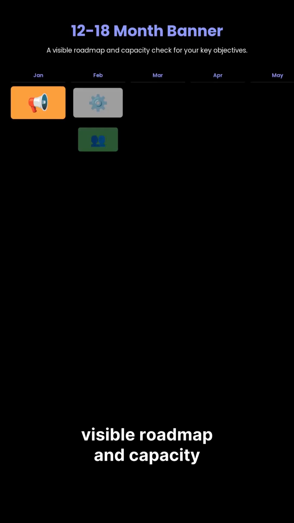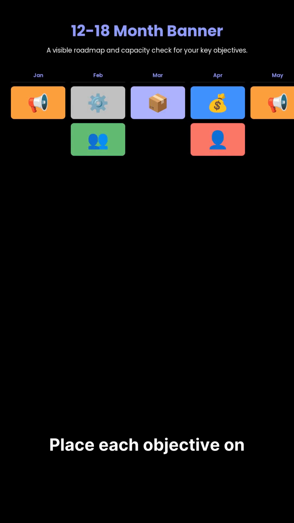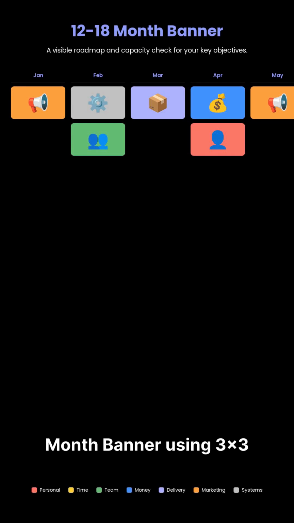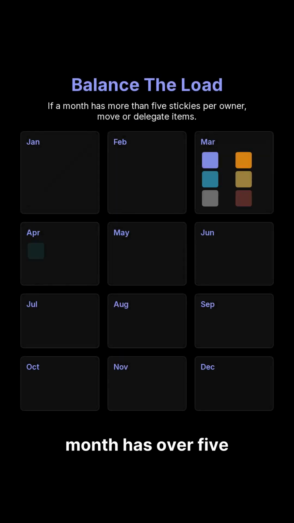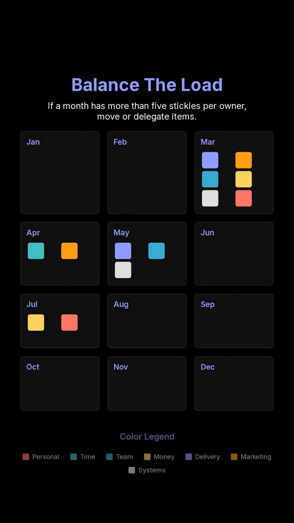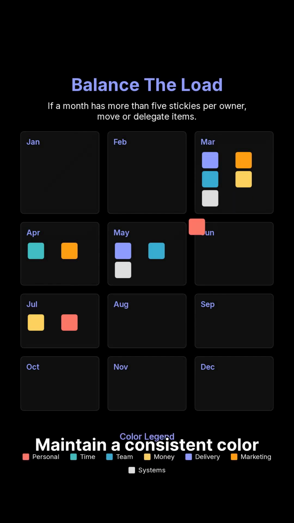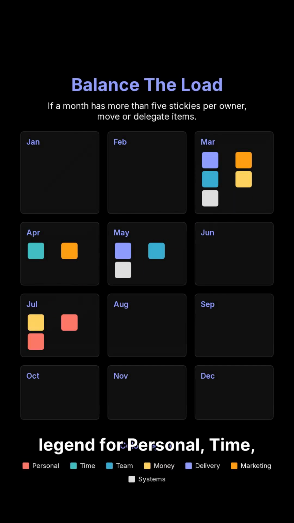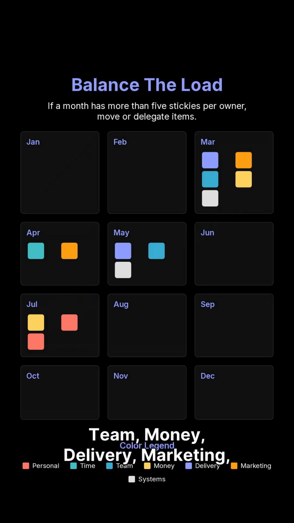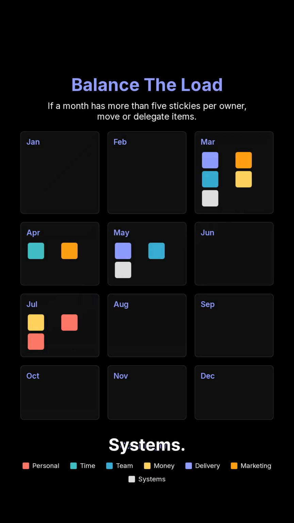Explain the banner's purpose, visible roadmap, and capacity check. Place each objective on the 12 to 18-month banner using 3x3 sticky notes in the target month. Balance load. If a month has over 5 stickies per owner, move or delegate items. Maintain a consistent color legend for personal, time, team, money, delivery, and marketing systems.